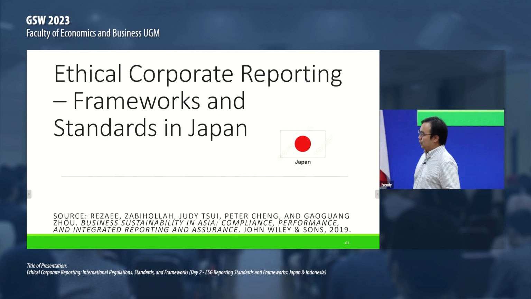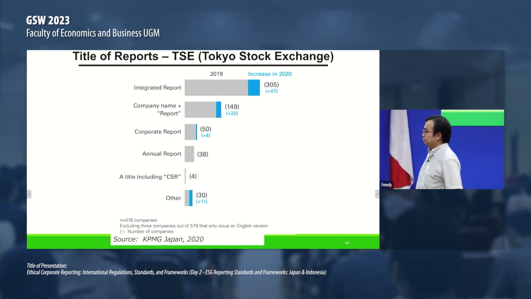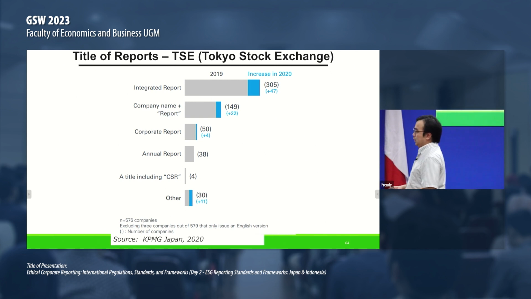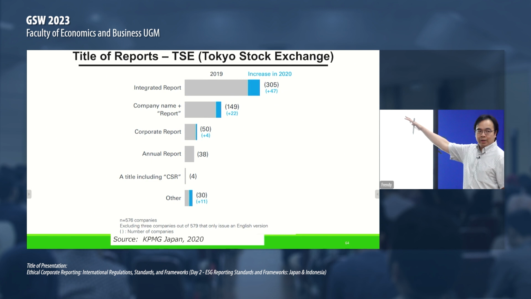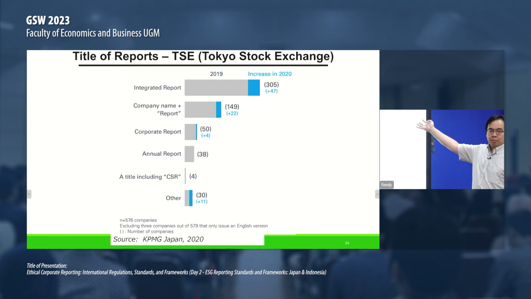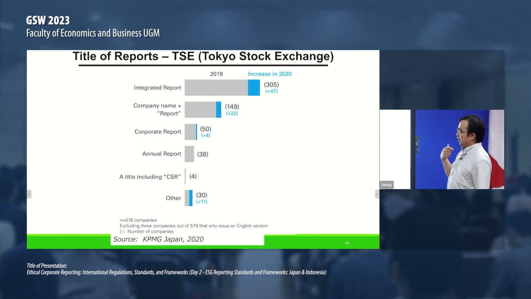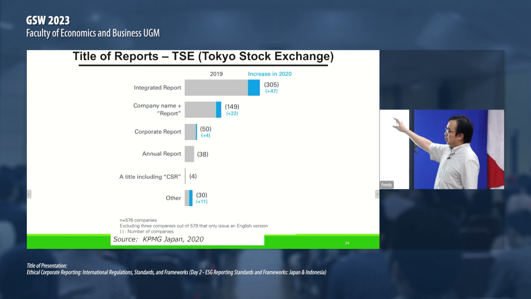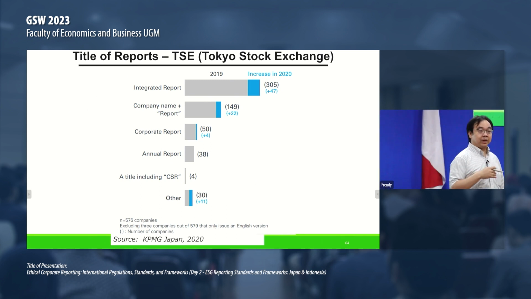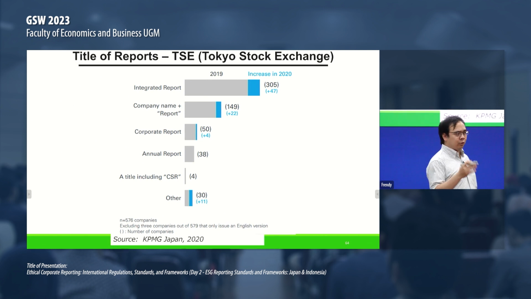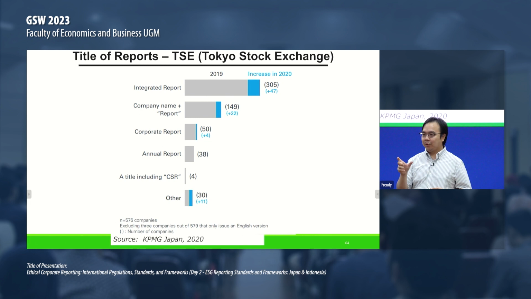How about Japan's situation? Let's take a look. In Japan, we can see that the integrated report is the most common form in which companies present their ESG reports. So if you want to look at ESG reports from Japanese companies, you have a better chance of finding data if you use the title integrated report, okay, in the case of Japan.